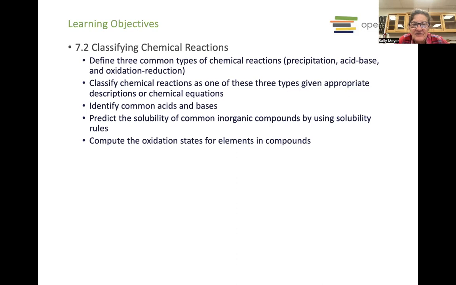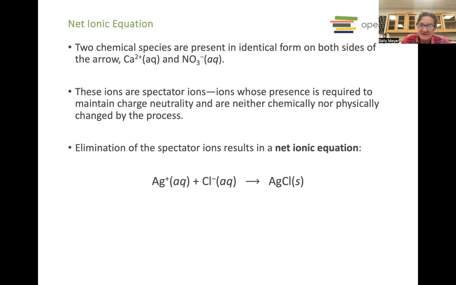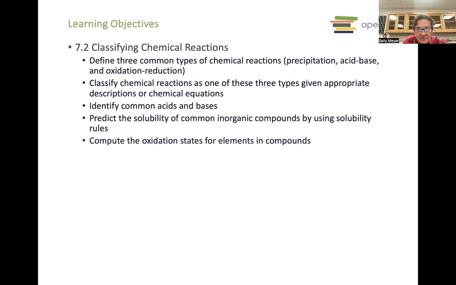We want to be able to identify some common acids and bases, predict the solubility of common compounds by using solubility rules. So for example, how would you have known that silver and chloride wouldn't stay separated in water, that water can't hold them apart? You'd use a solubility rule, which is just a set of rules that people went into the lab and figured out. They mixed ions and saw whether or not they would form solids or not. Compute the oxidation states for elements and compounds. So these are our goals as we look at classifying these types of reactions.